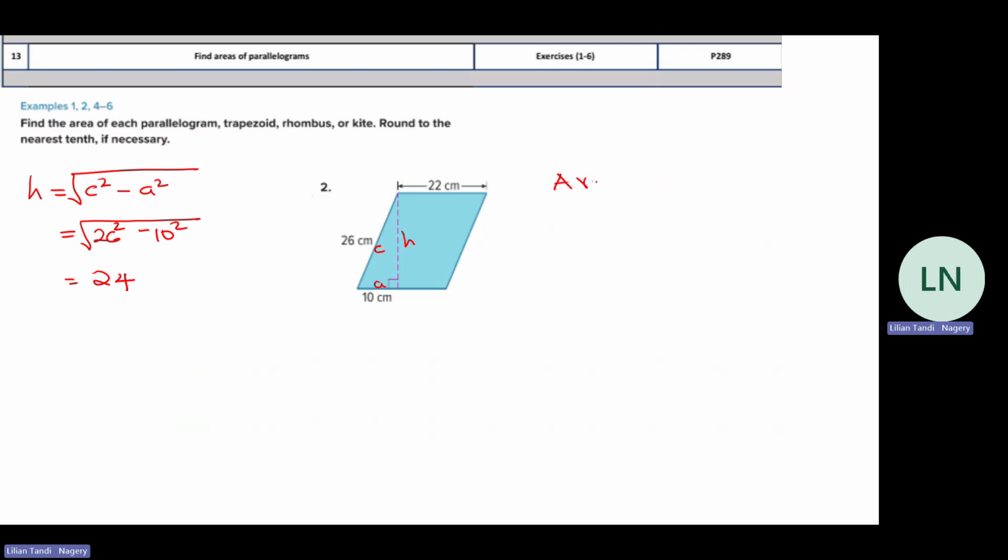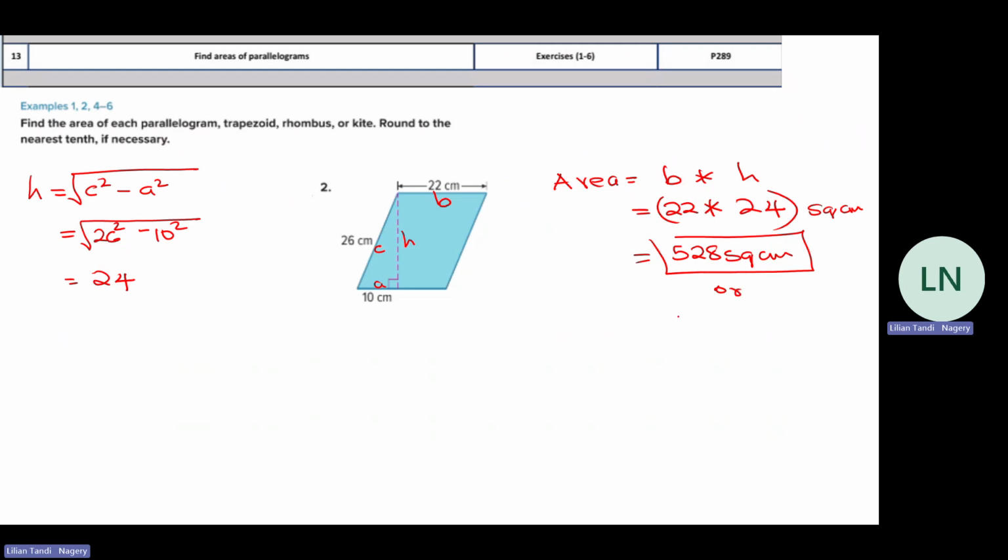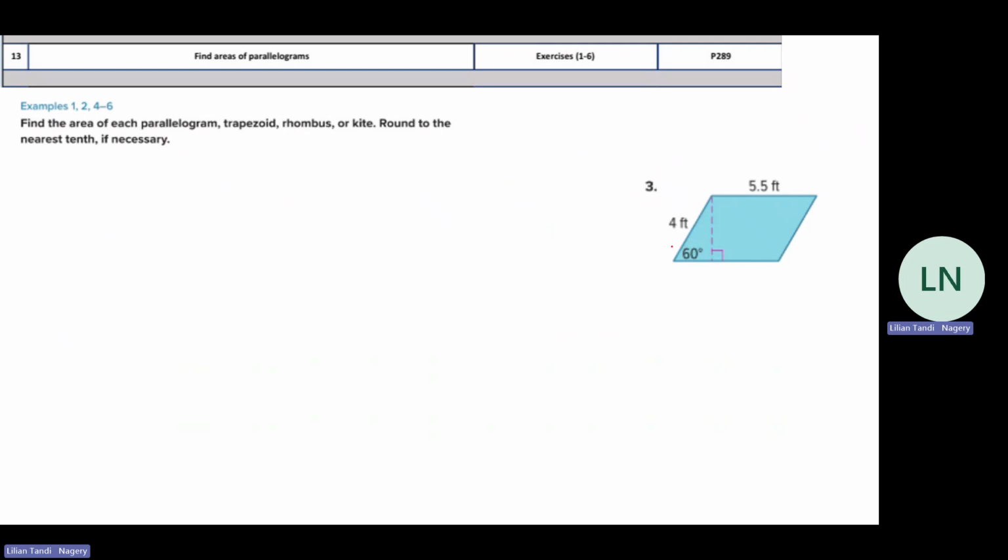Now, to find the area, I will do base times height. My base is 22, and my height is 24, and my unit is centimeter. So when I multiply 22 and 24, I will get 528 square centimeters, and I box my answer. Or I can also write my answer as 528 centimeters squared. It's the same thing.